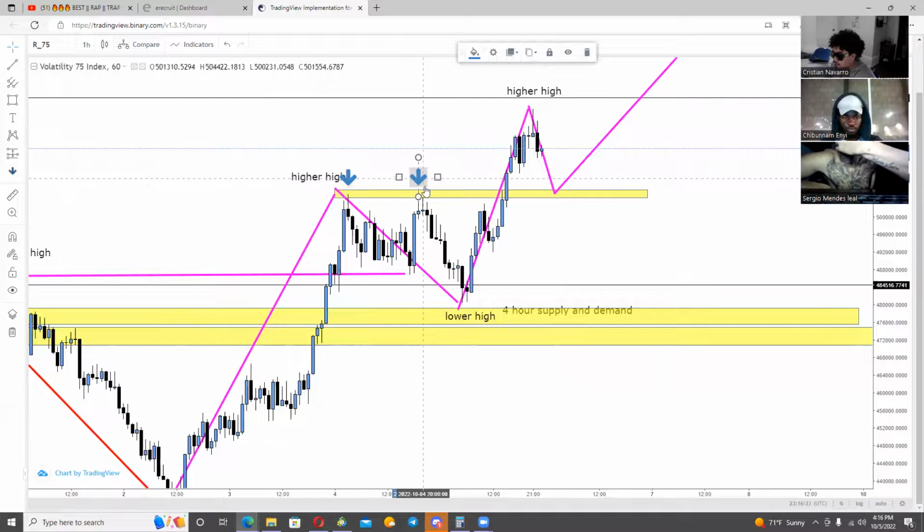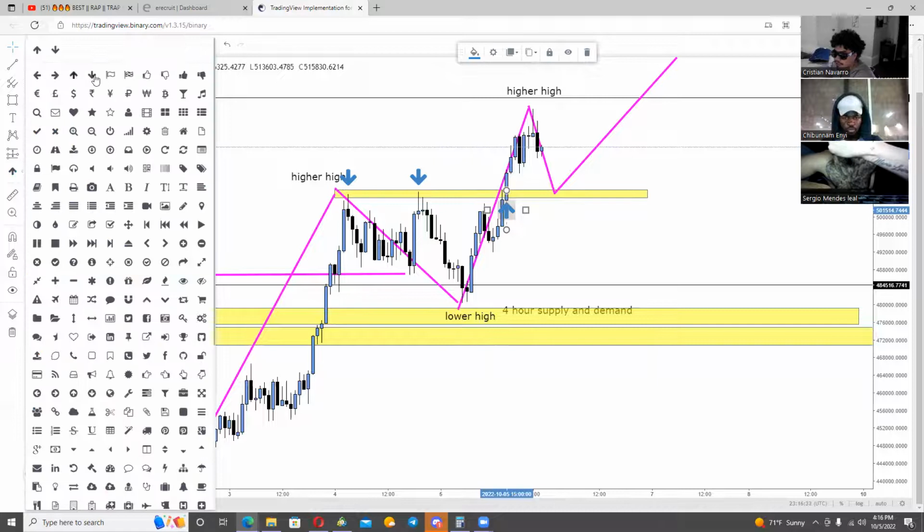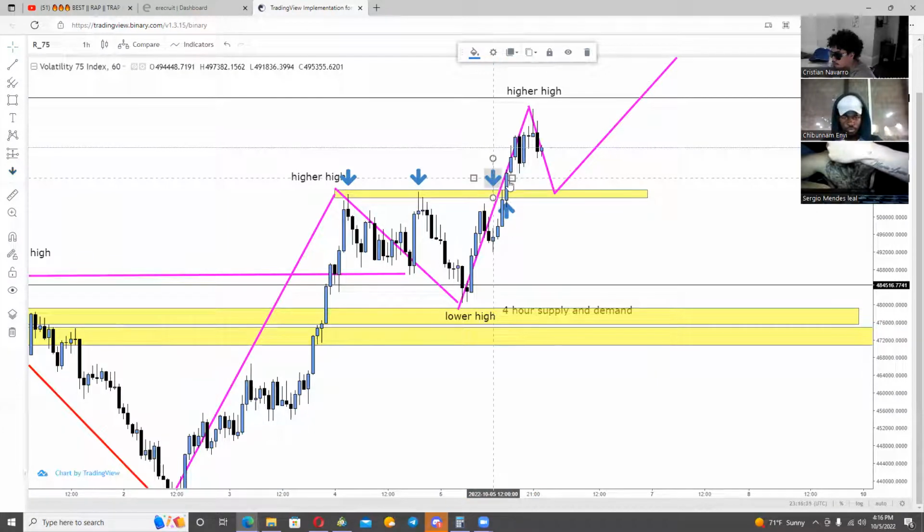This area right here is a resistance. We have this area as a support. Oh, and right before that, we also had another resistance going on right here.